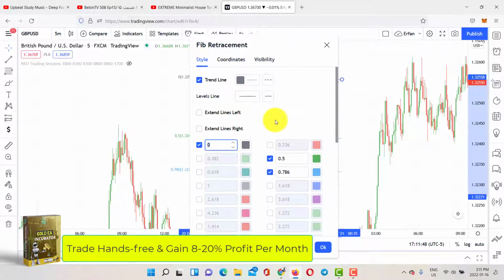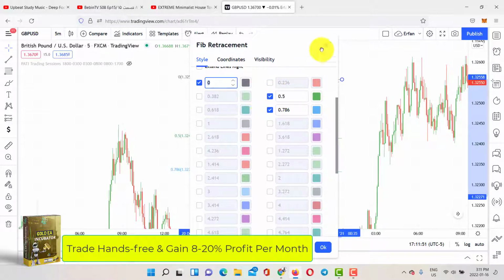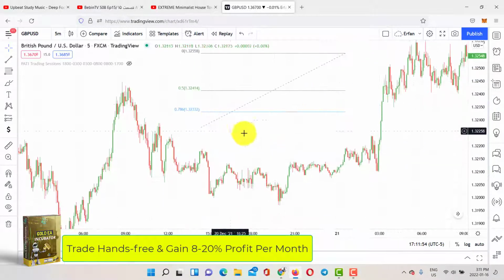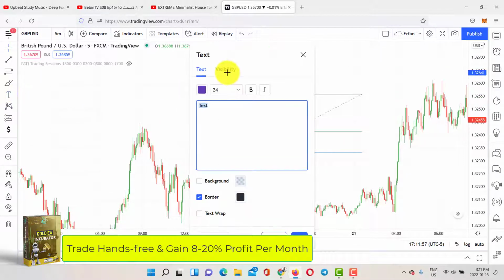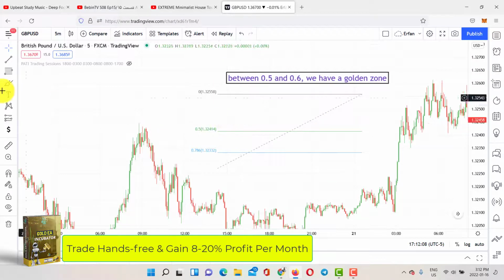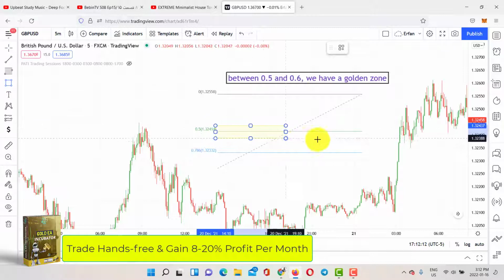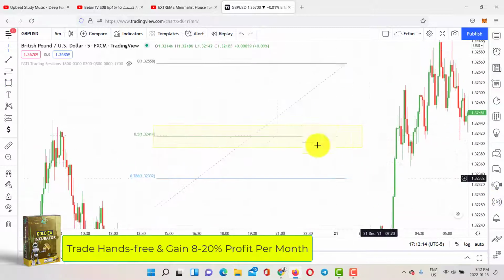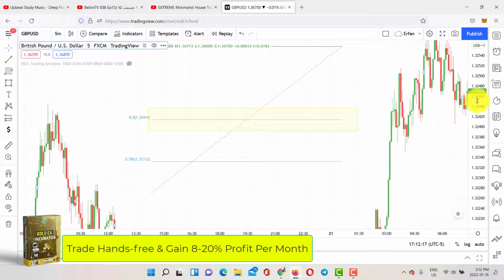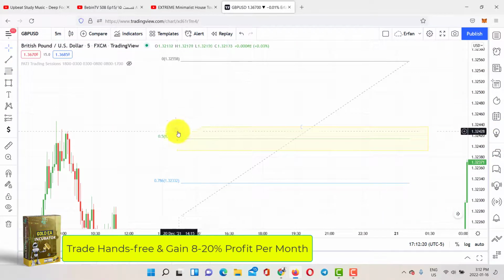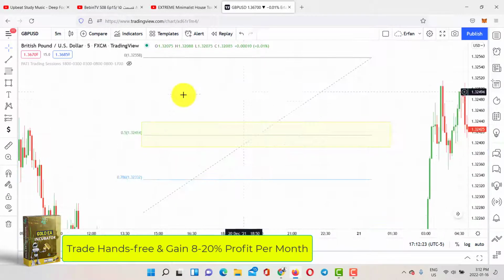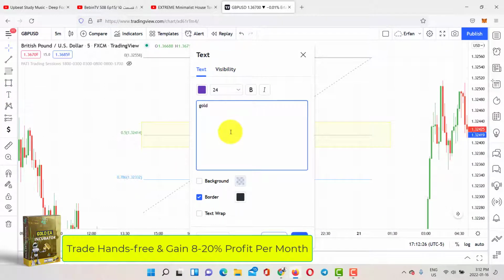We mostly deal with 0.5 because between 0.5 and 0.6 is our golden zone. Let me write it down here for you. Between 0.5 and 0.6 we have a golden zone. So this is our golden zone right here. When you want to draw your Fibonacci retracement, you need to identify the level between 0.5 and 0.6 and mark it as a golden zone. Golden zone means the price reacts to that level.